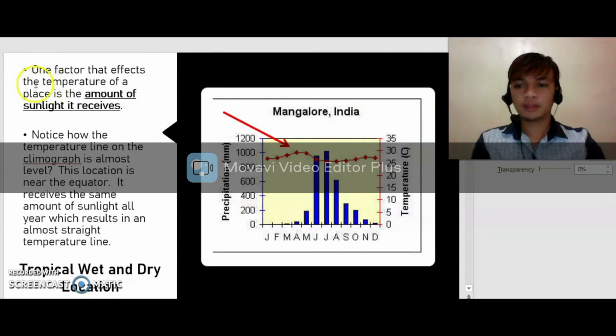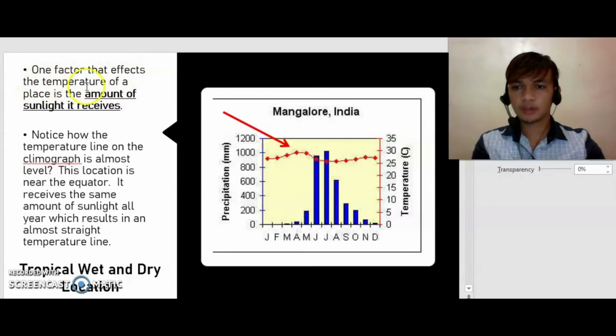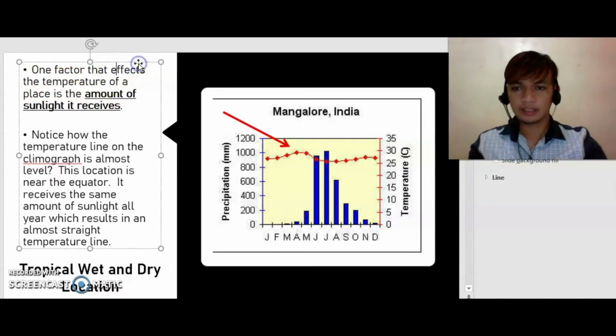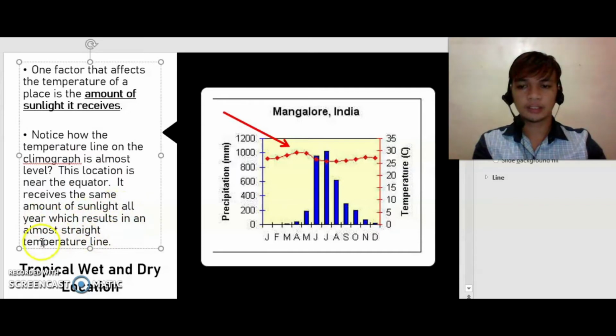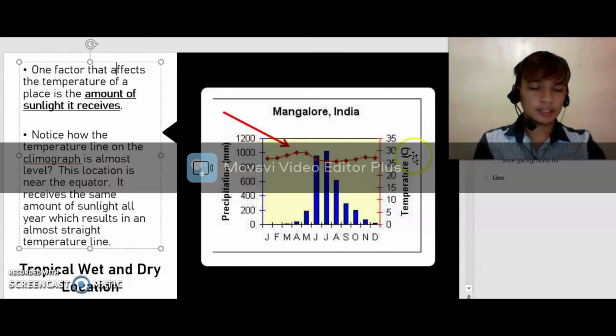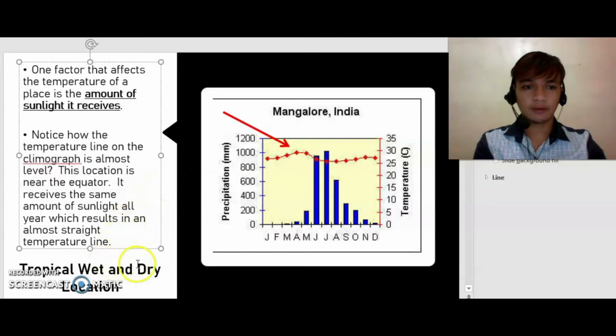One factor that affects the temperature of a place is the amount of sunlight it receives. Notice how the temperature line on the climograph is almost level. This location is near the equator. It receives the same amount of sunlight all year, which results in an almost straight temperature line. As you can notice, it is very similar to a straight line. It maintains its temperature between 25 to 30 degrees Celsius for a year. So its location is near the equator for that kind of average temperature.